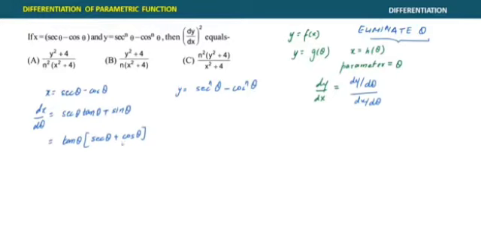Why have I done this? Can you tell me why I have done this? The reason is that I can write secant theta plus cos theta in terms of secant theta minus cos theta. This is a concept of quadratics actually. So this could be written as secant theta minus cos theta whole square, plus 4. Just check now, I'm giving you time. If you open this, this becomes secant square theta plus cos square theta minus 2.